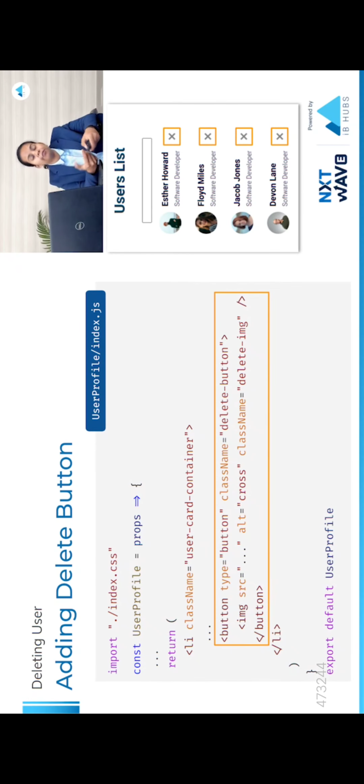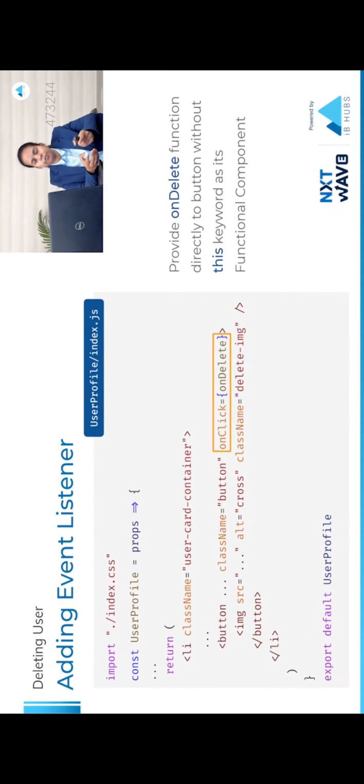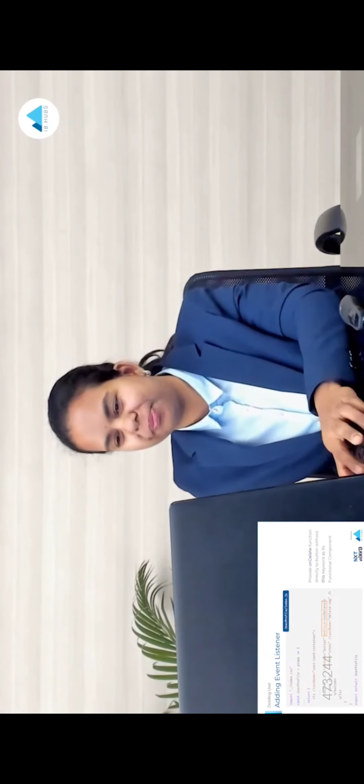So the next thing is we have to add the functionality for this, right? So for that, firstly, let's add an event listener on delete, right? And we'll specify that here for the button. So on click equal to on delete. Okay. So with this, the on delete method will be specified as the event handler for the delete button. Okay. So now let's do these steps.